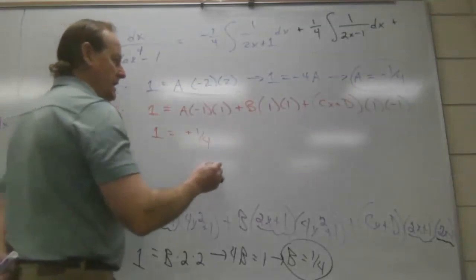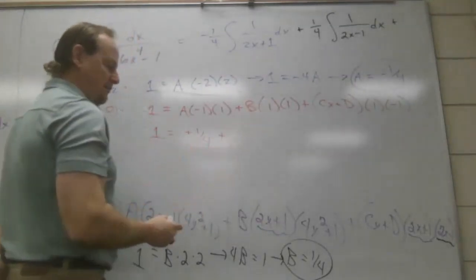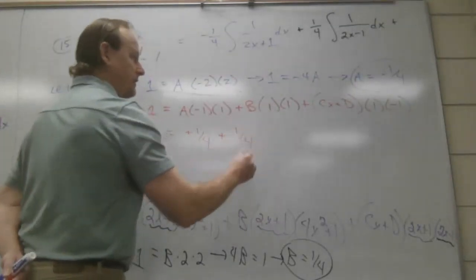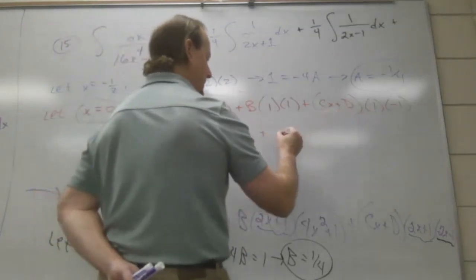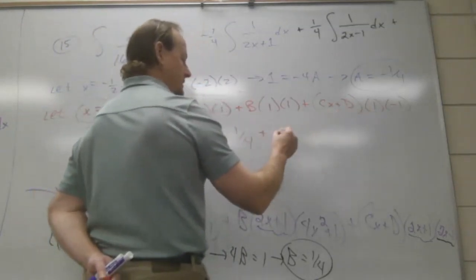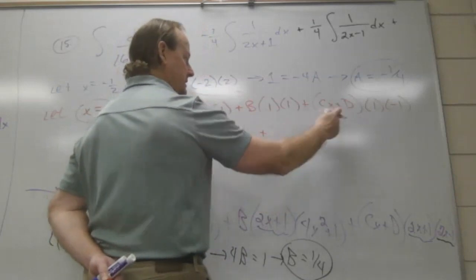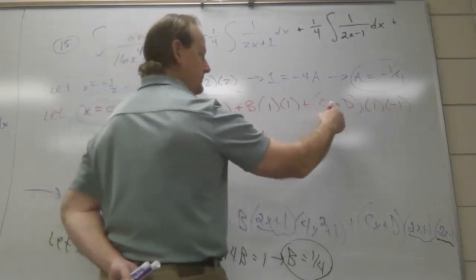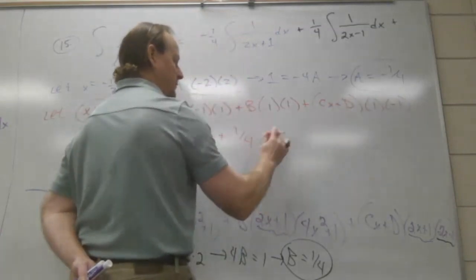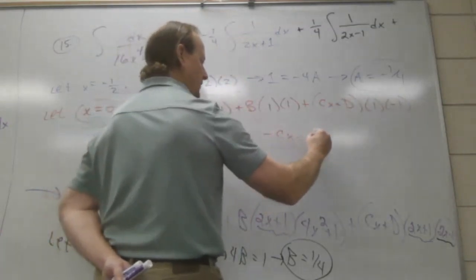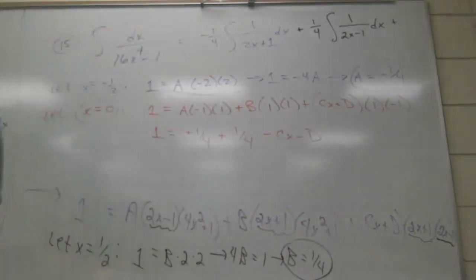The opposite of minus a fourth. And then plus b, b was a fourth, so plus a fourth. And then plus, and this is negative 1 times c plus d. So it's the opposite of c plus d. So it's going to be minus cx minus d. I'm just going to distribute that minus sign.